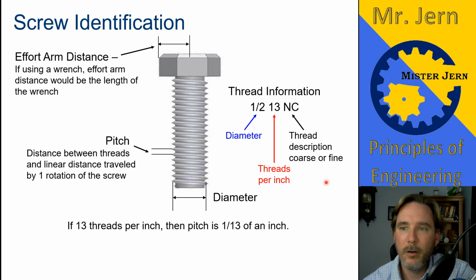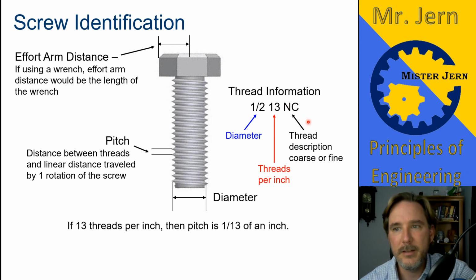NC stands for, well, in this case, it stands for coarse. There's also NF and a couple others. You don't have to memorize that or anything like that, but this is just a thread description. Is it coarse or is it fine? So NC is coarse, NF is fine. And like I said, there's a couple others. We're not going to have to worry about that.